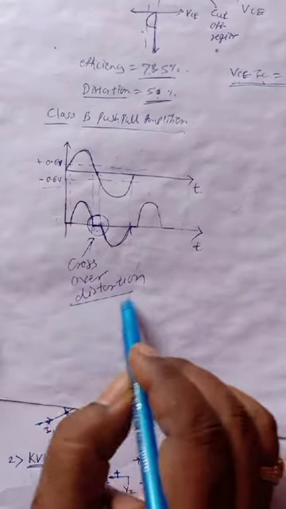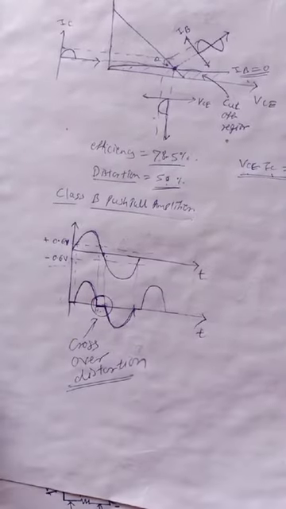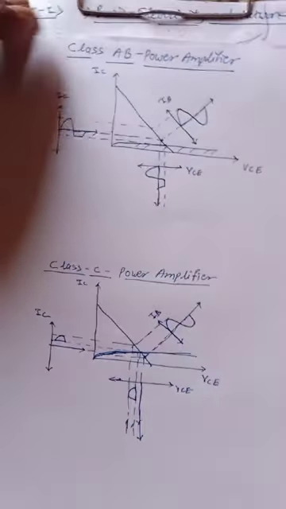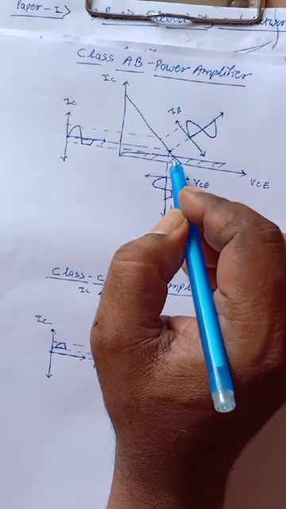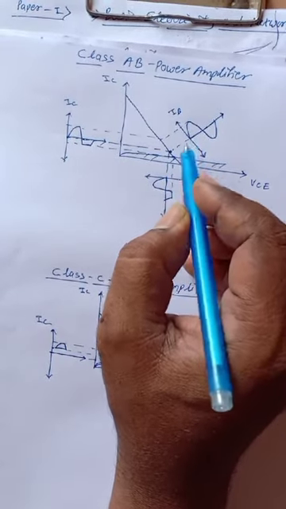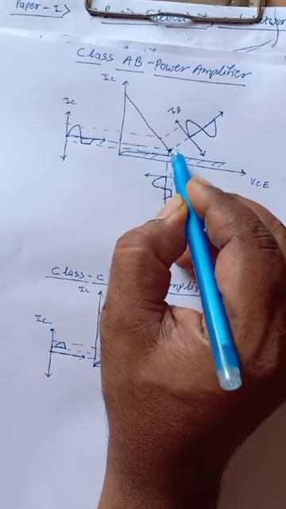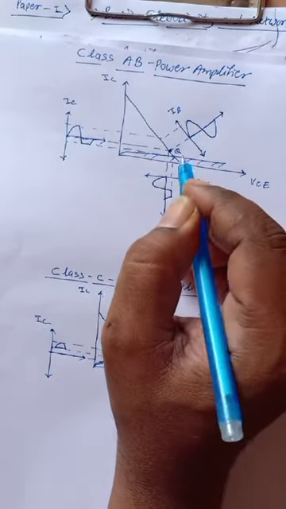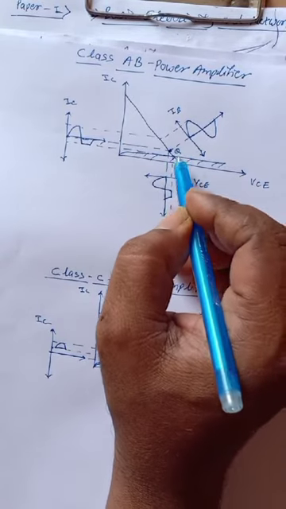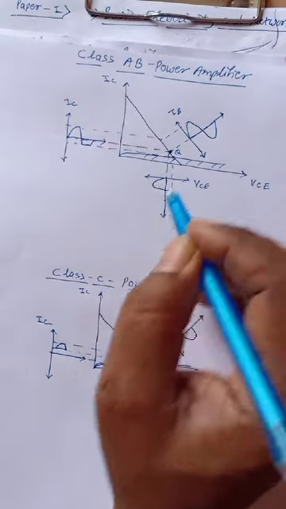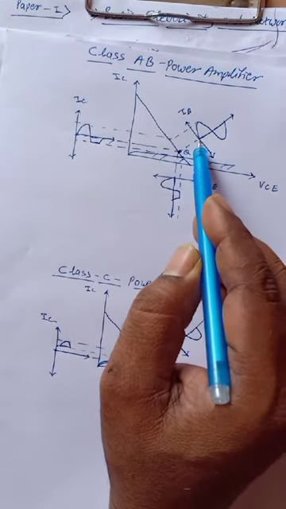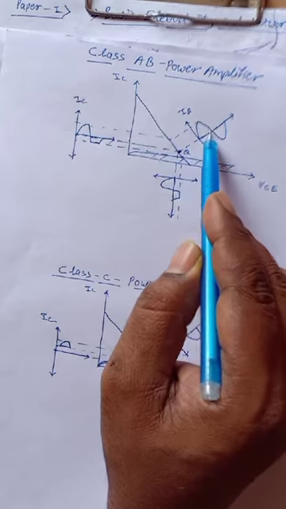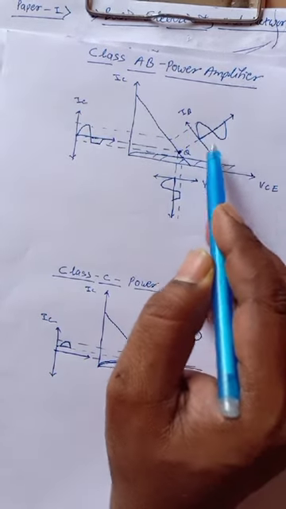To avoid this crossover distortion, we use another amplifier known as a class AB power amplifier. In the class AB power amplifier, the Q point of the transistor is situated just above the cutoff region, so that the transistor can amplify more than half cycle of the waveform but less than the full cycle.